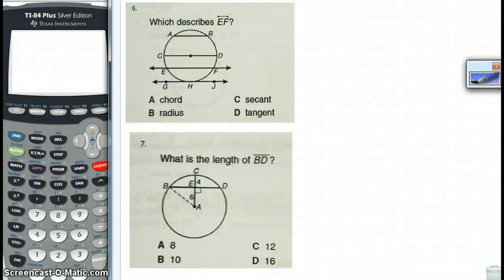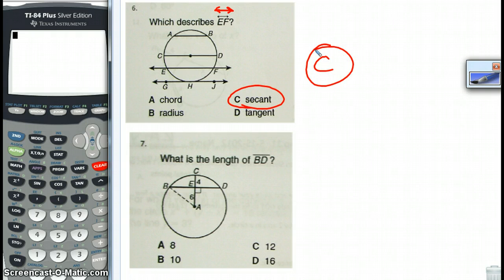Moving on here, which describes, and you can see here, I don't know, it doesn't show up on the video, but on top here it has arrows going both directions. That means it's a secant. Correct answer, C. What is the length of BD?